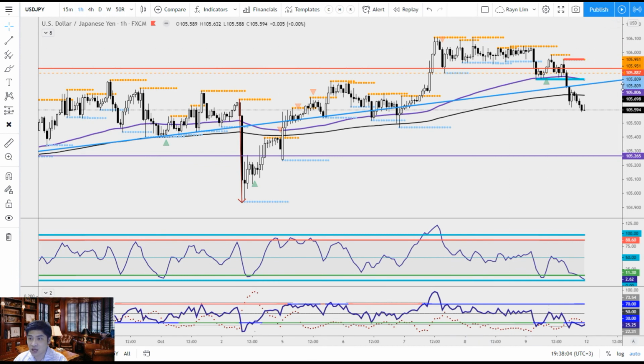On the 1-hour chart, nothing much right now. What I can do in this instance is to wait for a retest back to this trend line for a shorting opportunity. So you can see that I'm looking for a short on euro dollar, pound dollar, and dollar yen. Basically across some of the pairs, I'm looking for shorting opportunities in the coming week. Let's see how this goes.